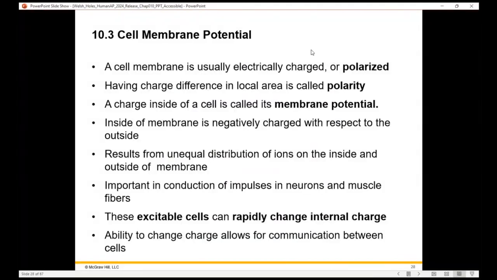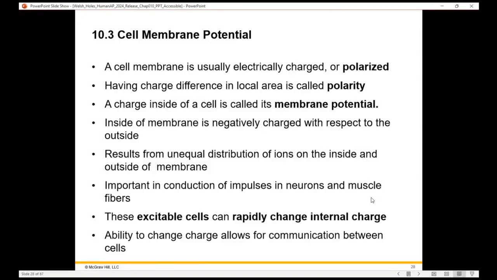Cell membrane potential. A cell membrane is usually electrically charged, or what we call polarized. Having charge differences in a local area is called polarity. A charge inside of a cell is called its membrane potential. Inside the membrane is negatively charged with respect to the outside. It results from unequal distribution of ions on the inside and outside of the membrane.